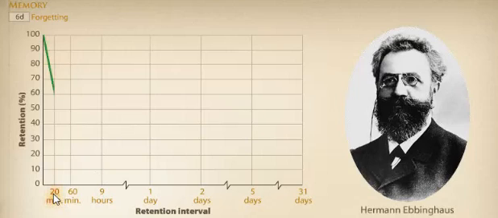After 20 minutes, his memory dropped to about 60%. After an hour, to about 48%. 9 hours, to about 38%. About a day later, to about 35%. 2 days, dropped to about 32%. 5 days, a little under 30, and then after a little over a month, dropped down to about 25%.